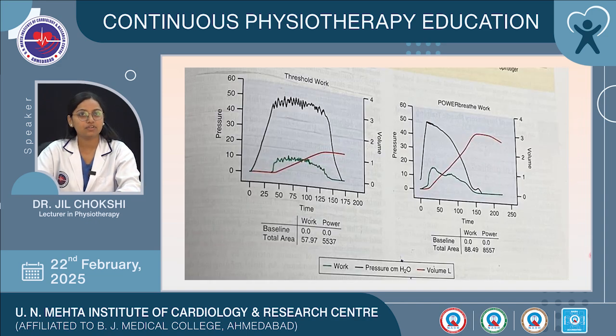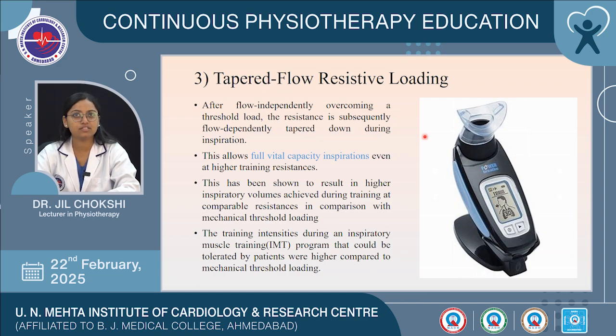As you can see in this first graph, black denotes the pressure, green denotes the work, and red denotes the volume. Initially, the pressure is too high. To reach this pressure, the patient has to work harder to overcome the resistance and initiate the inspiratory volume. After overcoming this pressure or resistance, the muscles cannot generate sufficient contraction, and it leads to a decrease in inspiratory volume.